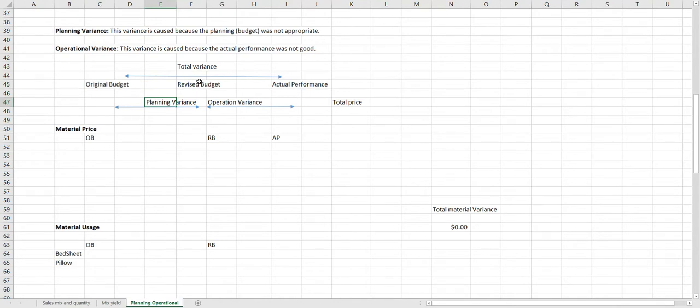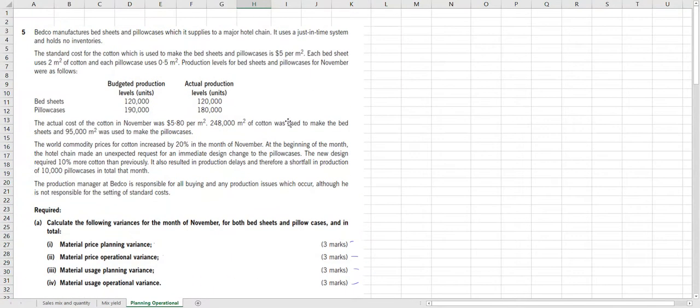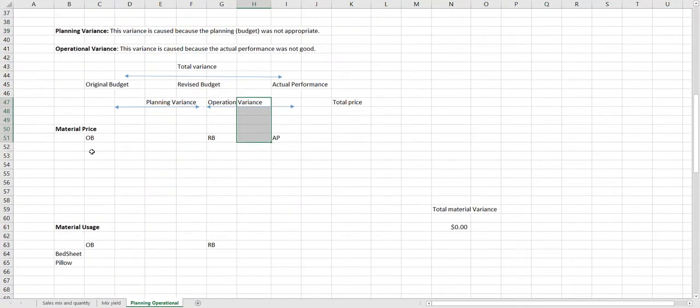And then when we compare the revised budget with actual performance, it's called operational variance, which means those who were responsible for operational are responsible for these variances. Okay, so if we are looking at the price, the original price per square meter was $5. This is the original budget.